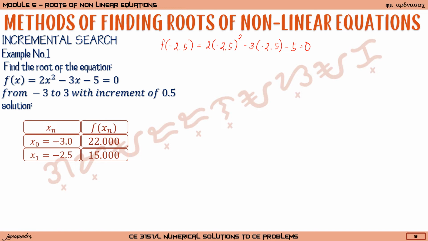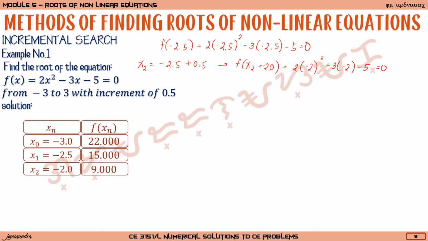So next, -2.5 plus 0.5. Our new x, so x2, is now equal to -2. So substitute, f of x sub 2, which is f of -2, is equal to 2 times (-2) squared minus 3 times (-2) minus 5, which is equal to 9.